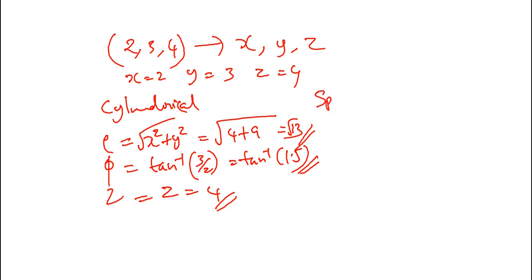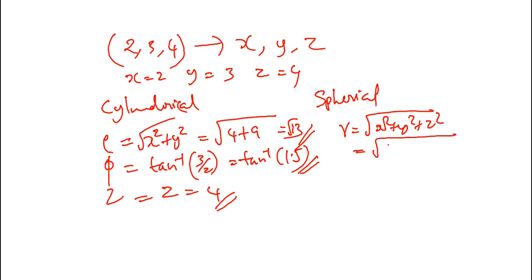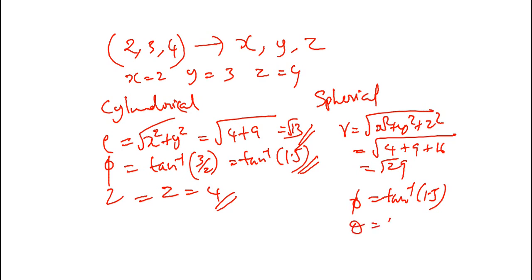Now for spherical, r is equal to the square root of x squared plus y squared plus z squared, which will be the square root of 4 plus 9 plus 16, so root 29. And phi remains the same, tan inverse 1.5, and theta is equal to tan inverse of rho by z, that is root 13 by 4. This is the value. So this is how we convert from one coordinate system to another.